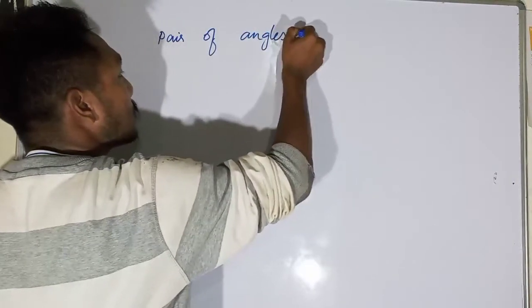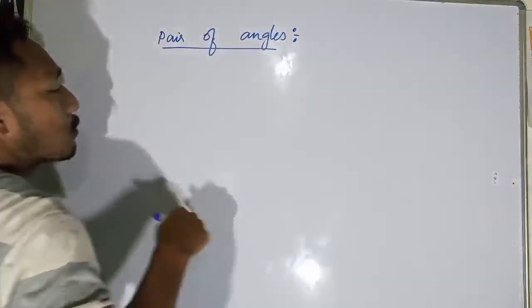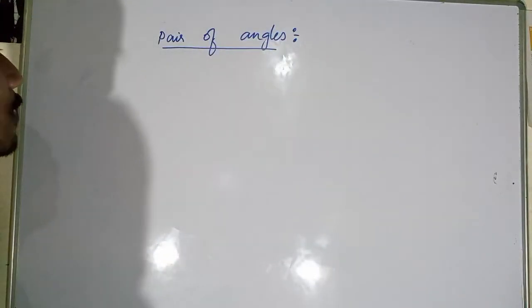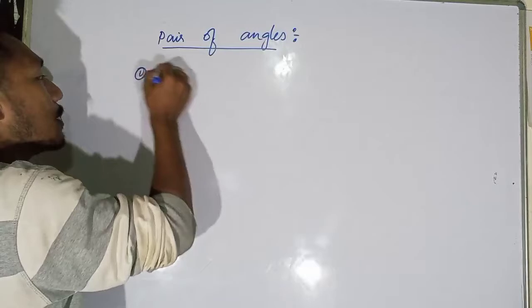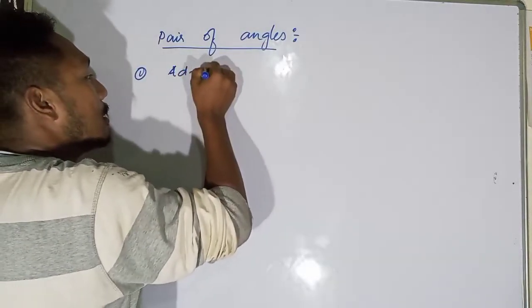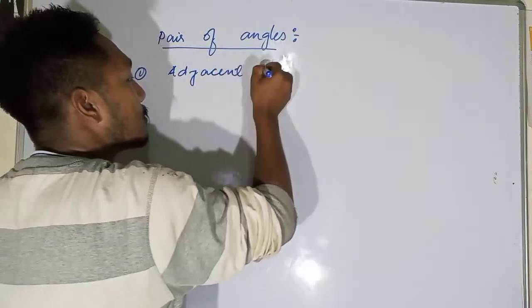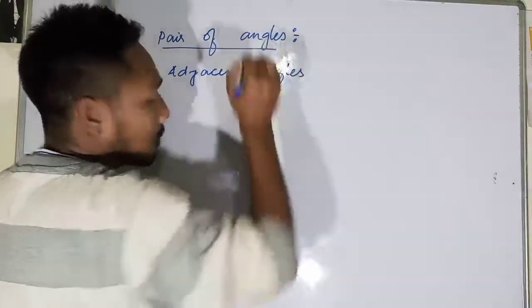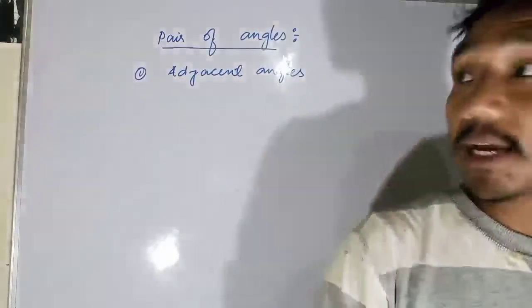Pairs means you already know, if there are two angles, then what are the different types of angles. The first one we'll discuss is the adjacent angle. So what does an adjacent angle say?